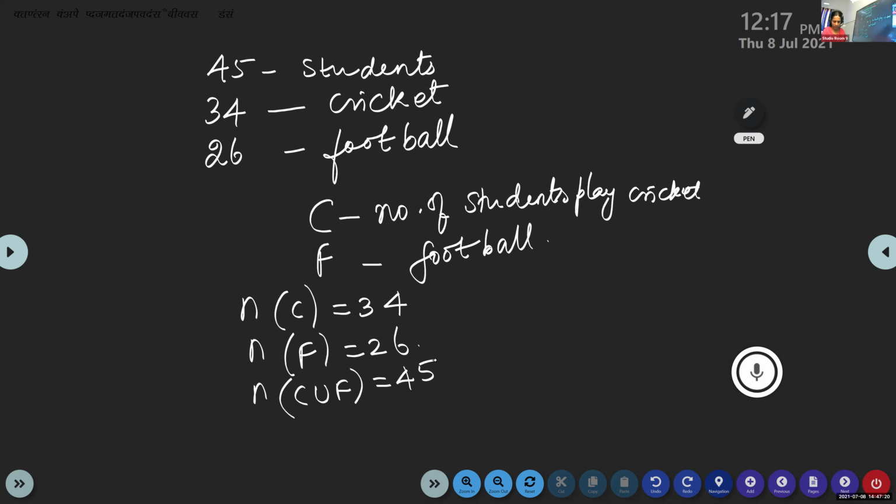What is asked? How many students like to play both cricket and football? That means, what do you have to find here? Intersection. We want to find n of C intersection F. Okay, so write the formula and find out.